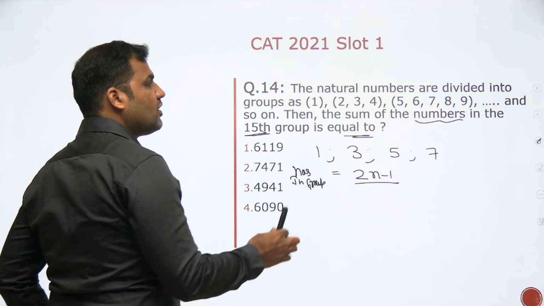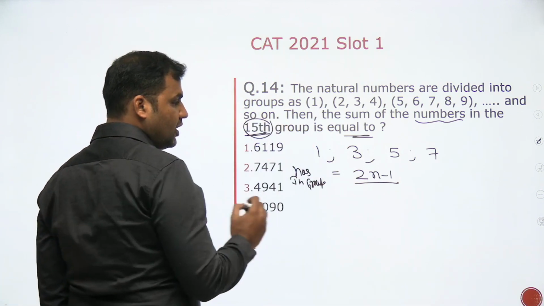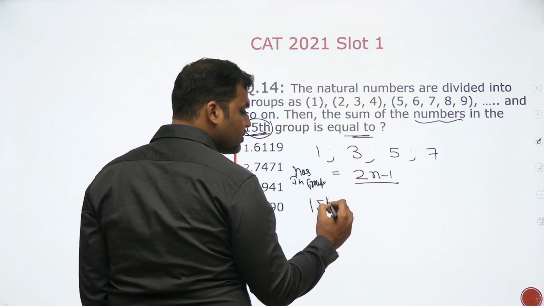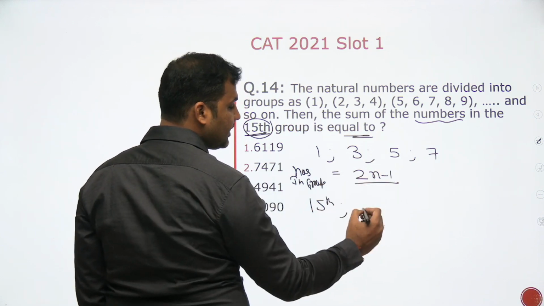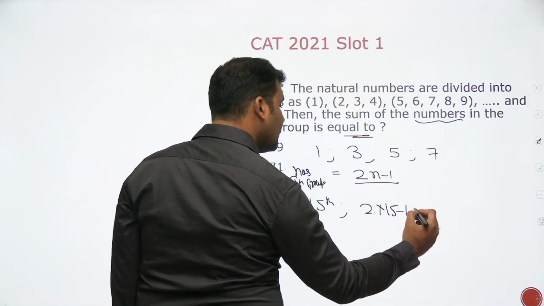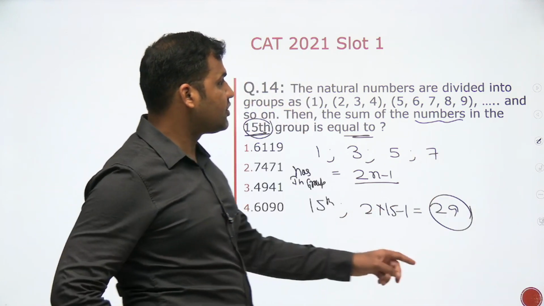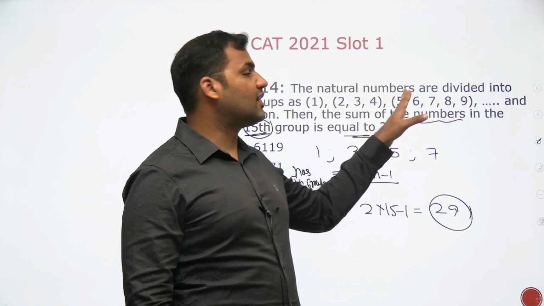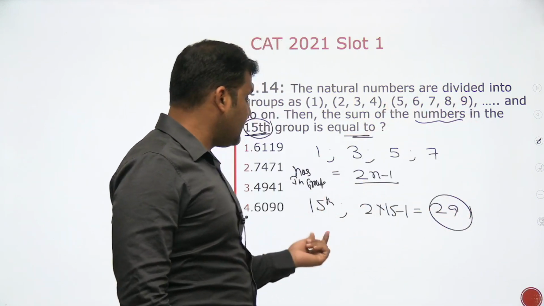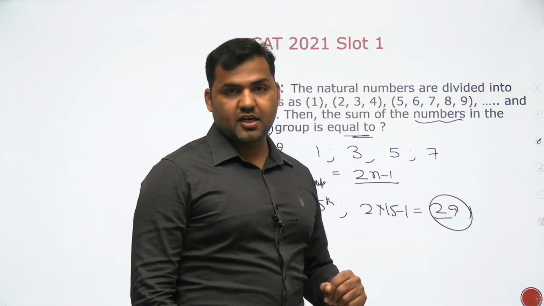We are supposed to find out the sum of the numbers in the 15th group. So for the numbers in the 15th group, you simply need to put n as 15. That would be 2 into 15 minus 1. There will be total 29 such numbers, right? Total 29 numbers, and you can see that these are consecutive numbers. So the 15th group has 29 consecutive numbers.